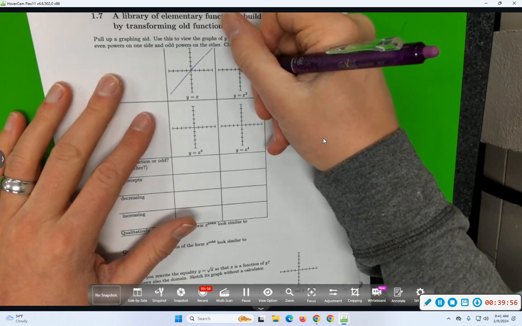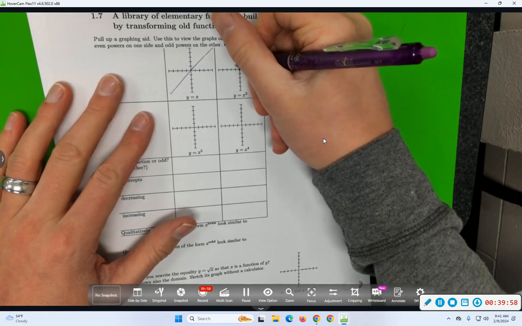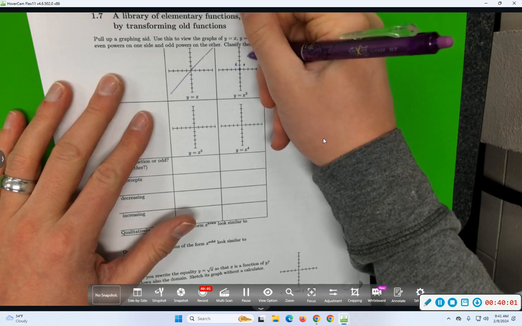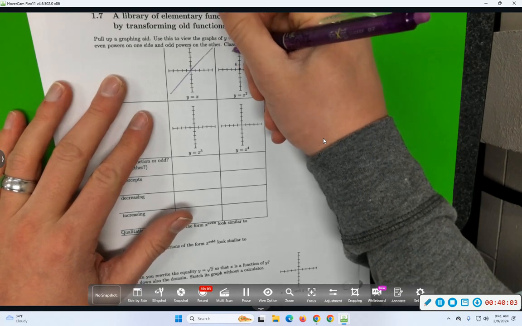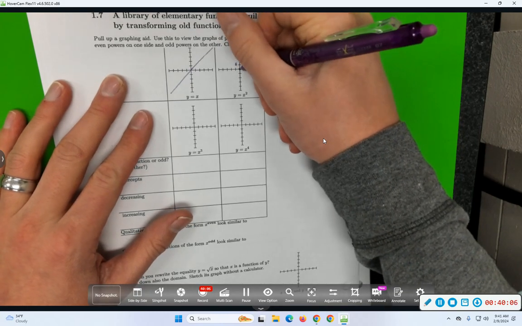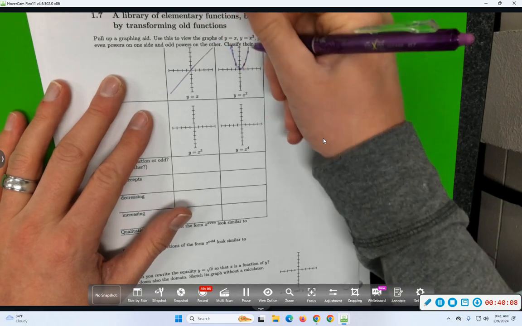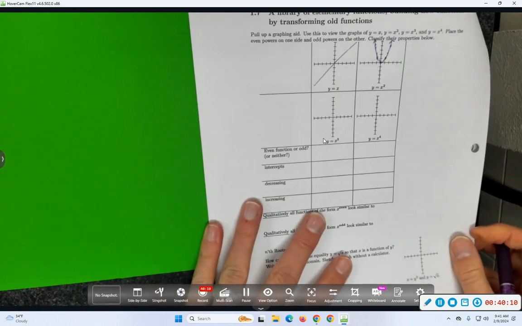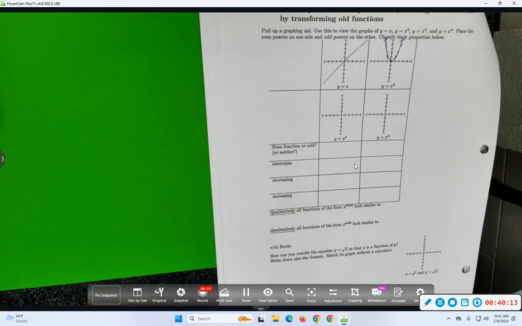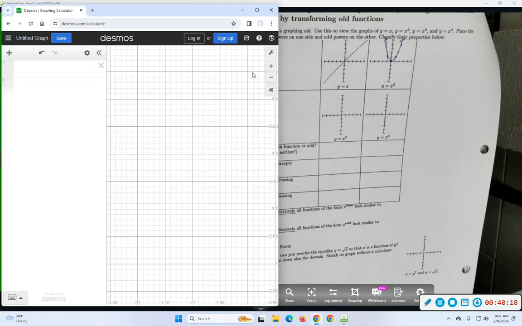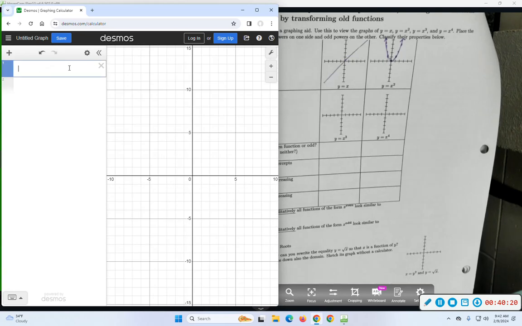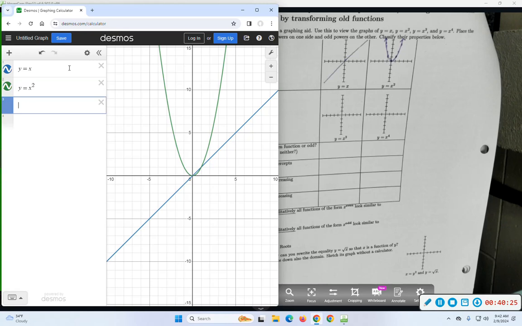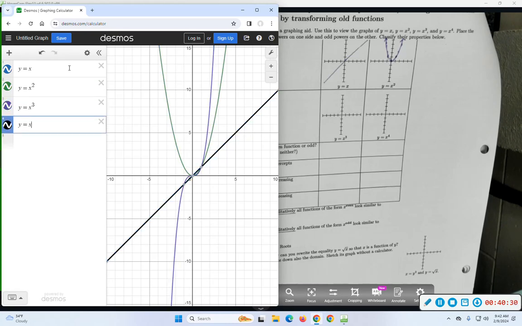And maybe we'll plot a few points. 0 squared is 0, 1 squared is 1, negative 1 squared is also 1, 2 squared is 4, negative 2 squared also 4. Graph of y equals x squared looks something like this. And maybe we'll even pull up a computer-generated graph and compare with some of the rest. Y equals x, y equals x squared, y equals x cubed, y equals x to the 4th.